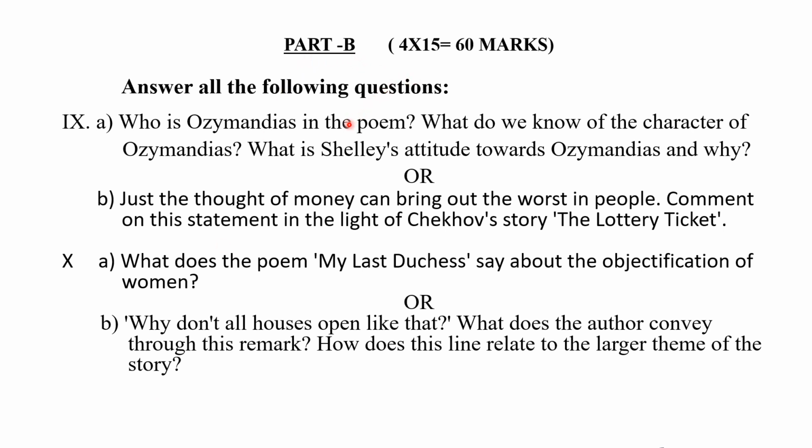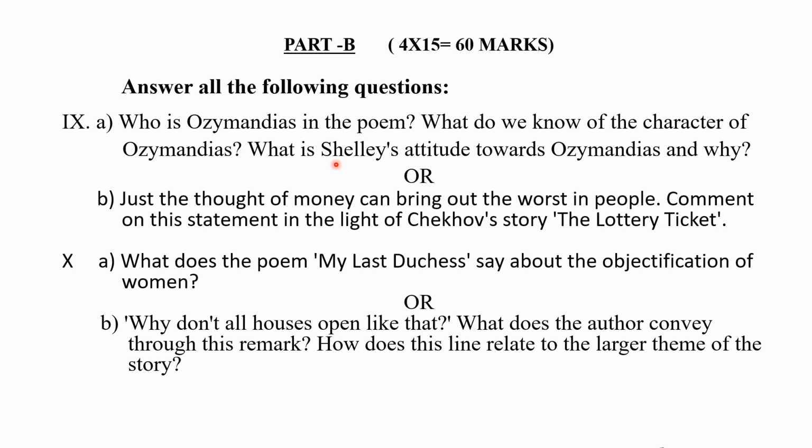These are the essay type questions and you have to answer all the questions, that is four, with internal choice. The questions will be given with internal choice. Each question carries 15 marks and in total you get 60 marks out of part B. So ninth A: Who is Ozymandias in the poem? What do we know of the character of Ozymandias? What is Shelley's attitude towards Ozymandias and why?